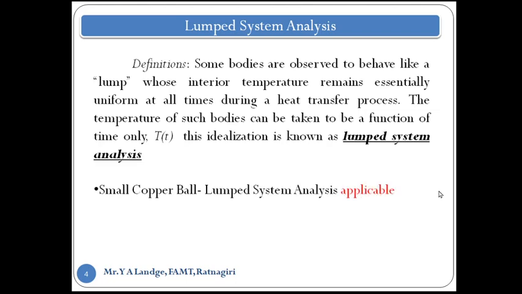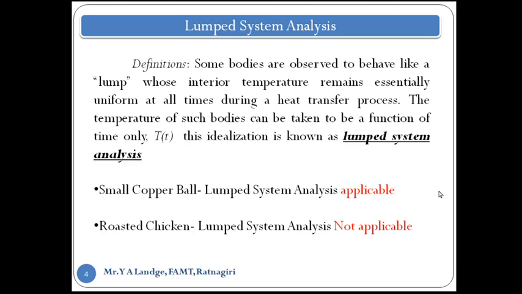Let's see, there are two examples that we have taken here. One is a small copper ball, for which lump system analysis is applicable, and the other is food, a roasted chicken, for which lump system analysis is not applicable. Then why is lump system analysis applicable for the copper ball, and why is it not applicable for the roasted chicken? With the help of the examples we can see what exactly it is.